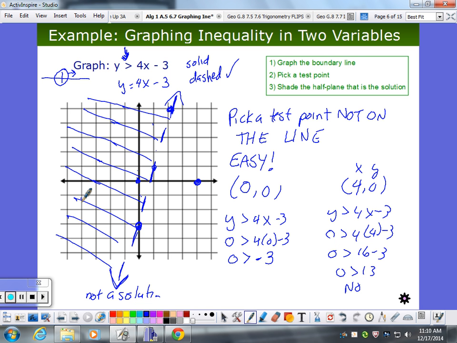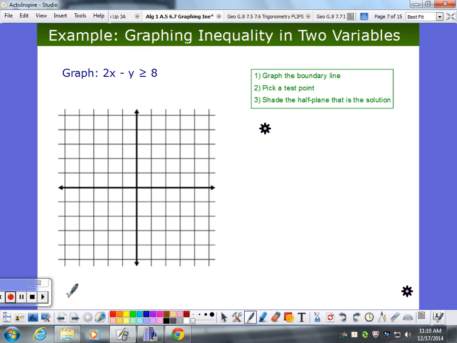Okay, so when it's true, that means shade there. If your test point is not a solution, don't shade there. Shade the other side. All right, let me see. I think I got some other examples here. Yeah, let's look at this one.